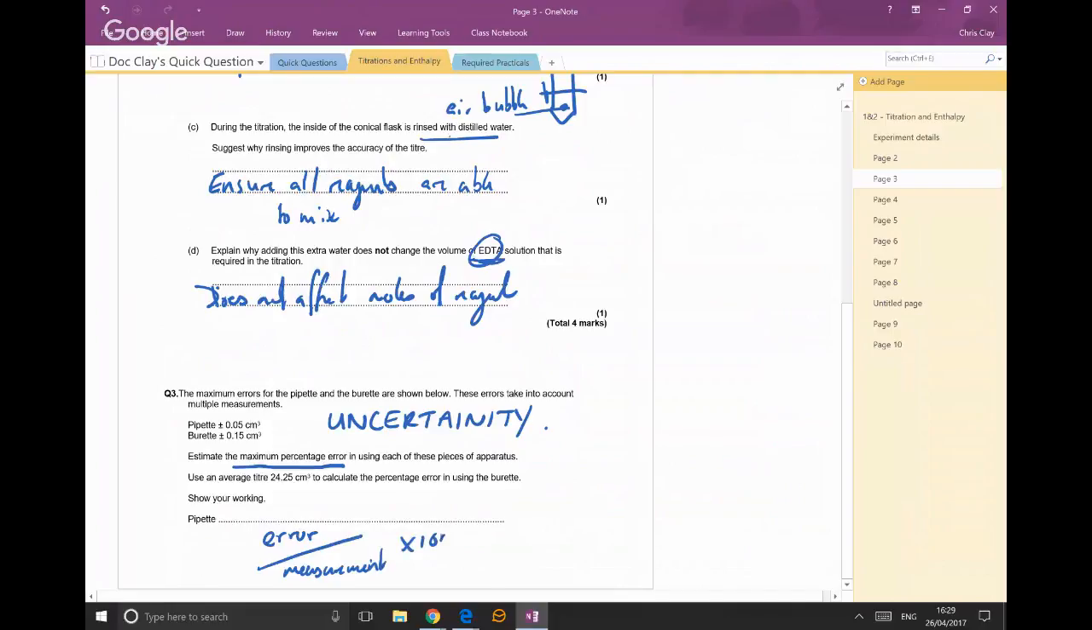multiplied by 100. So in this case, for the pipette, we're told that it's 0.05 as the error that we can pick up here. We don't say it's plus or minus 0.05, going up to plus 0.05 and down to minus 0.05 and then say the error is 0.1. We simply take the error as 0.05, we divide it by the reading here, and our pipette is probably 25.